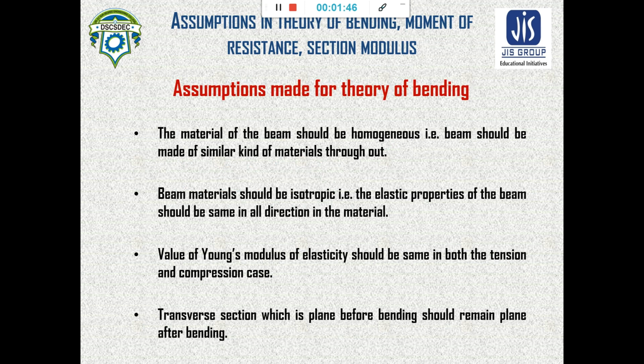First assumption is that the material should be homogeneous. Homogeneous means the beam material should be similar, made of a single kind. So the beam should be made of a similar kind of material, only then can we apply the theory of pure bending. So this is our first assumption, that the material should be homogeneous.